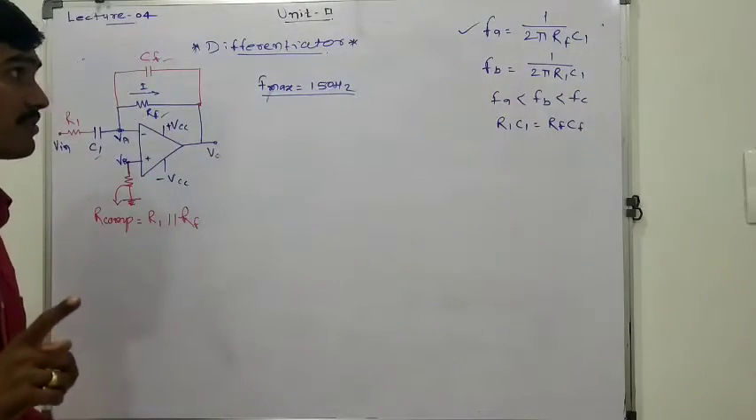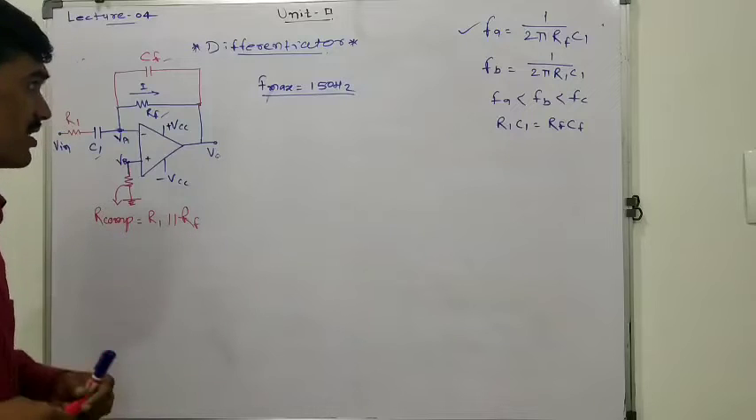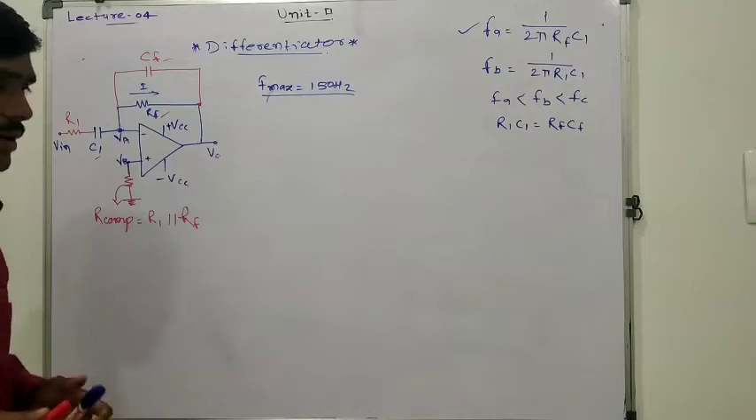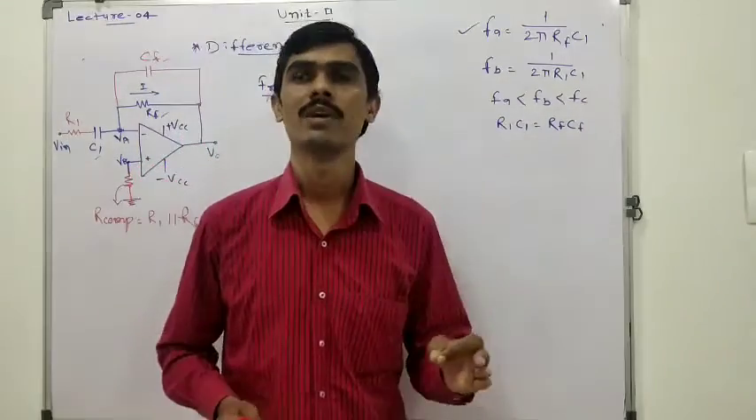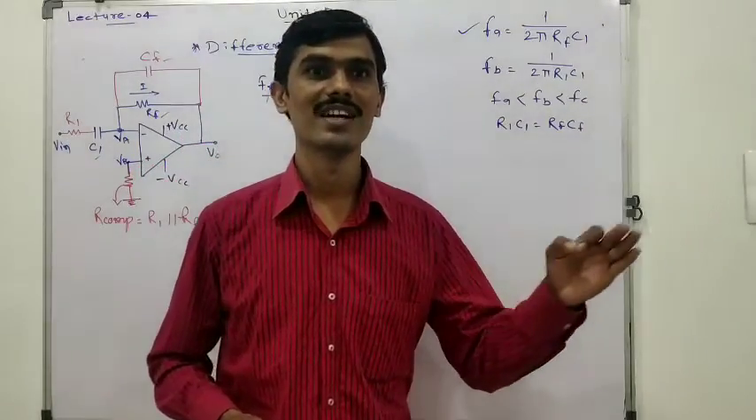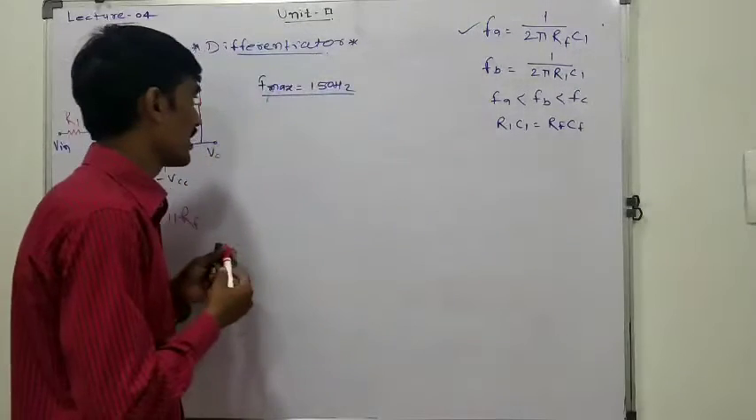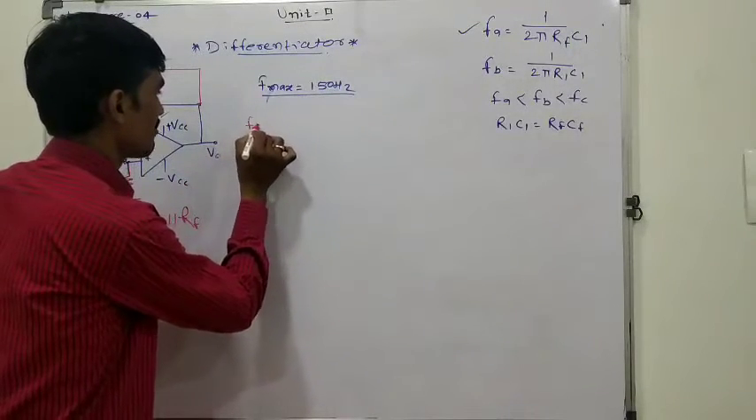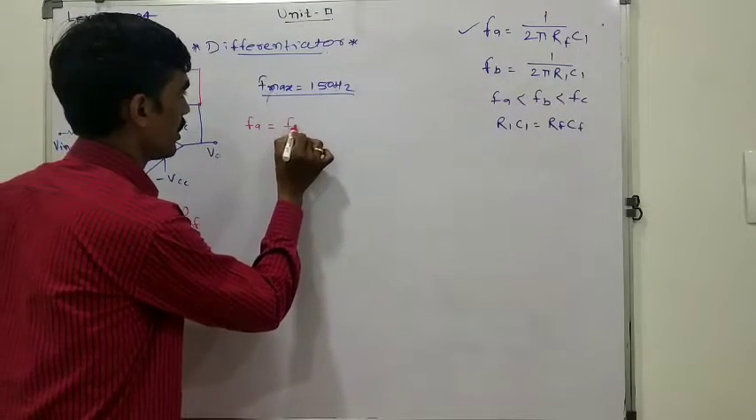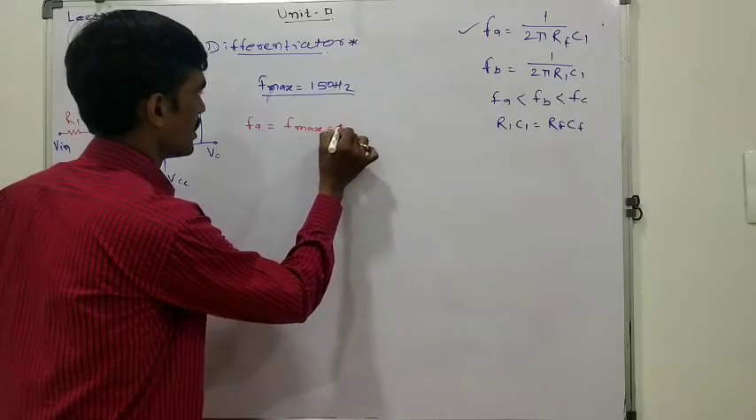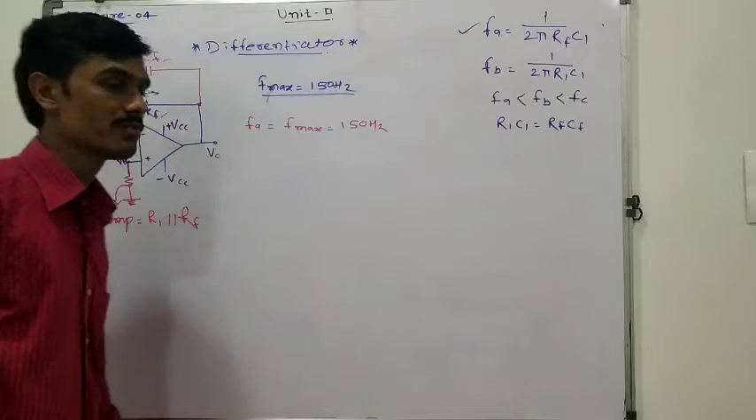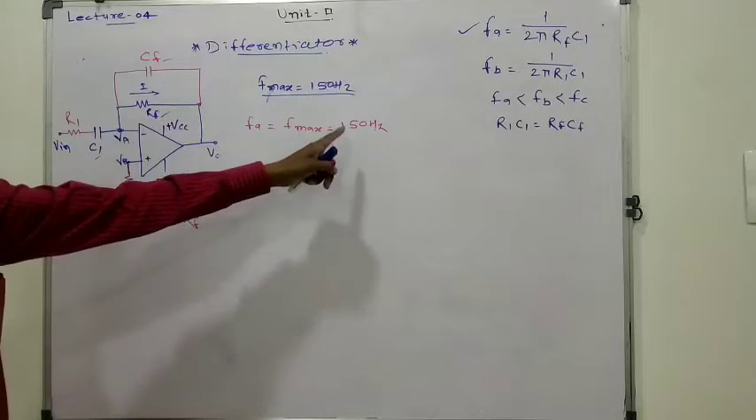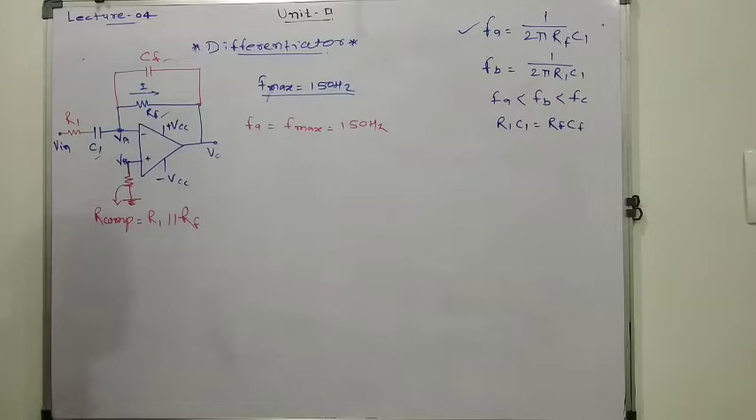So the first step is what? Remember the first stage. What is the first step? The first step is that whatever highest frequency is mentioned in the problem, we have to assume it as FA. So we directly write down here FA is equal to f max, which is equal to 150 Hz. This is the first step, that FA is equal to the maximum frequency, that is 150 Hz.